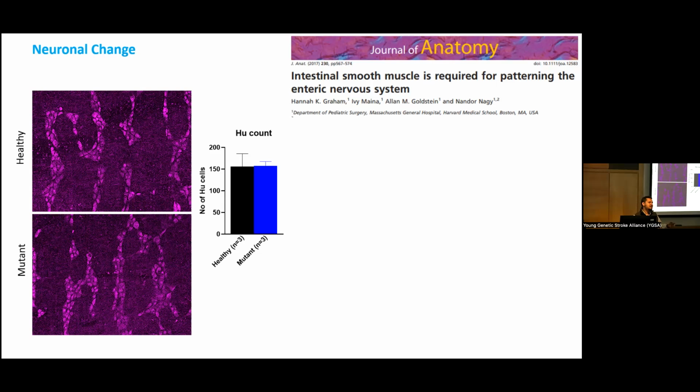So we thought maybe the smooth muscle is the issue here, so we looked at the total number of neurons. They're exactly the same. They're healthy. The shape and morphology look very good. There is nothing wrong with the enteric neurons of these mutant mice. So it confirms that the problem can only be in the smooth muscles.